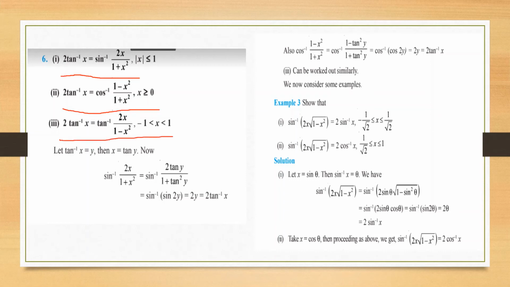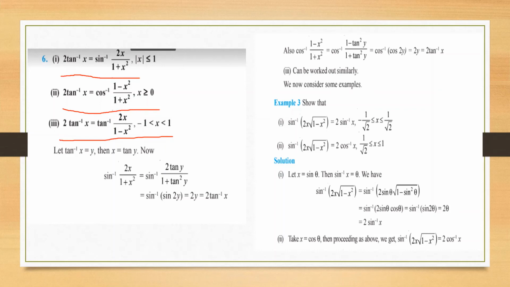So if you remember those formulas, 2 tan theta upon 1 plus tan square theta was sine 2 theta, 1 minus tan square theta upon 1 plus tan square theta was cos 2 theta, and 2 tan theta upon 1 minus tan square theta was tan 2 theta. So we will be using these formulae in proving these problems.